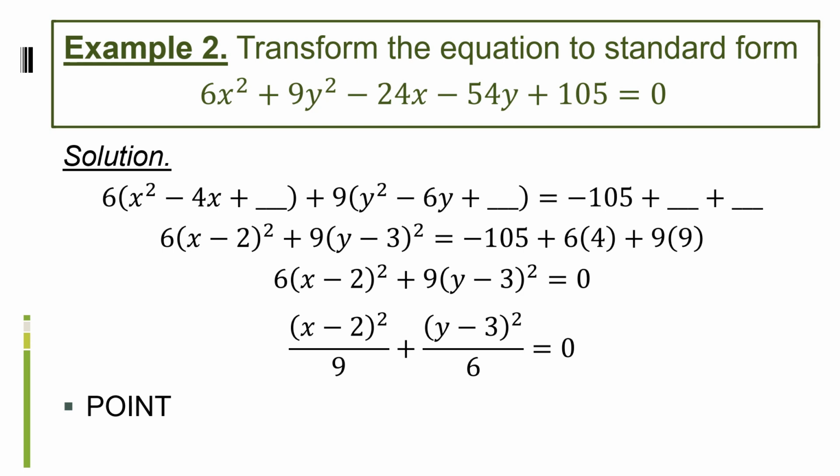And particularly, if we graph this, a point lang yung makikita natin at (2, 3). Kapag naman negative ito, yun yung case kung saan wala tayong graph. But if this is equal to 0, this is a point.